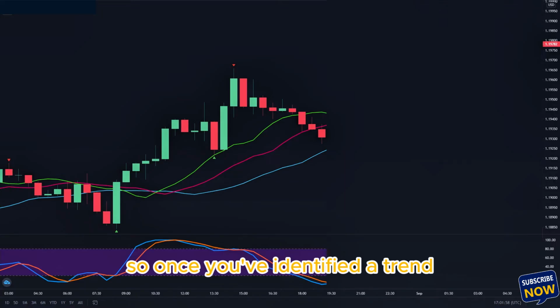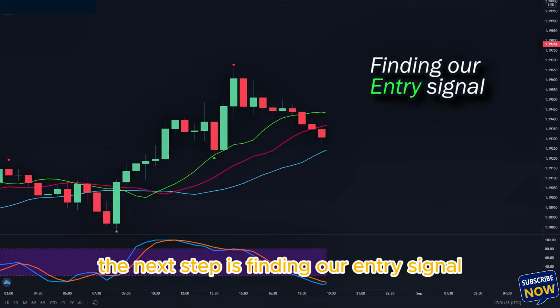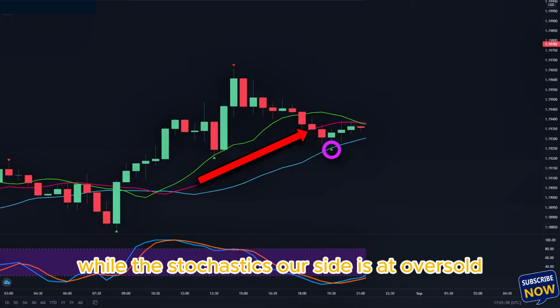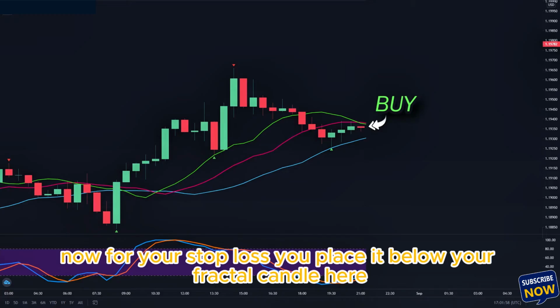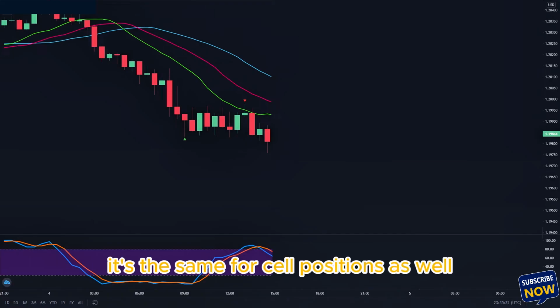So, once you've identified a trend, the next step is finding our entry signal. If the market is on an uptrend, and the bottom fractal appeared, while the stochastics RSI is at oversold, you take a buy position. Now, for your stop loss, you place it below your fractal candle here. It's the same for sell positions as well.